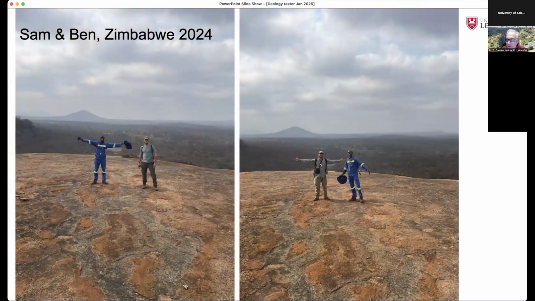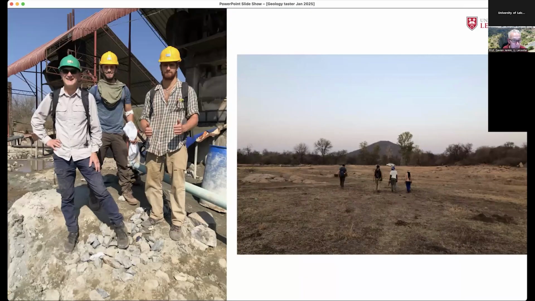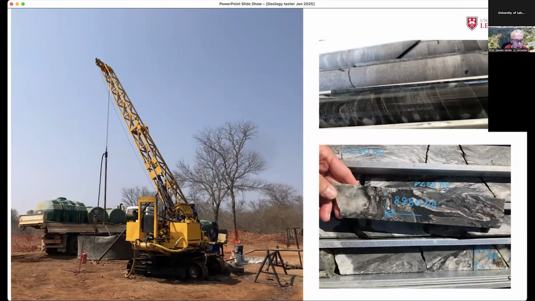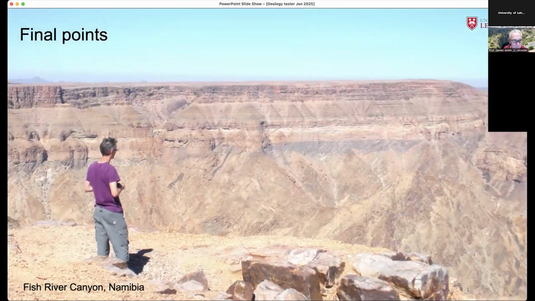And then obviously the gap around 2000 because of COVID, but we're now back in the field. So we had two students out in Zimbabwe this summer. There they are with me at the mine where we were working. They were doing exploration with local geologists, working with a company that's doing drilling, looking for gold and tungsten, and looking at the drill core, fantastic drill core that's coming out.